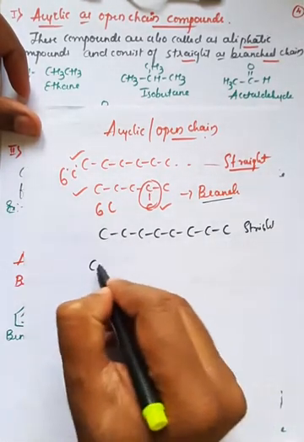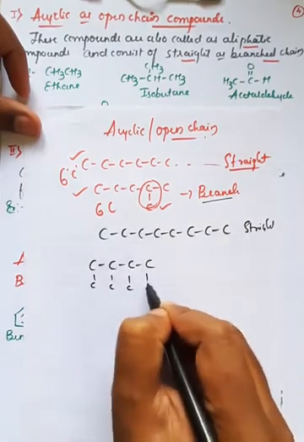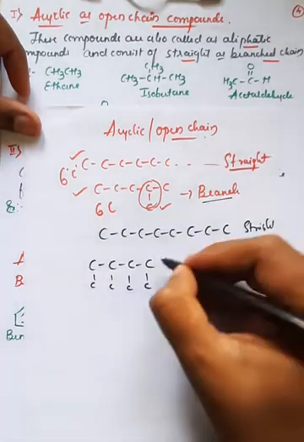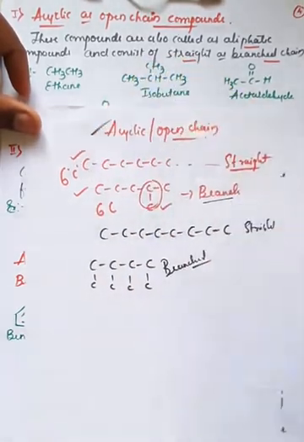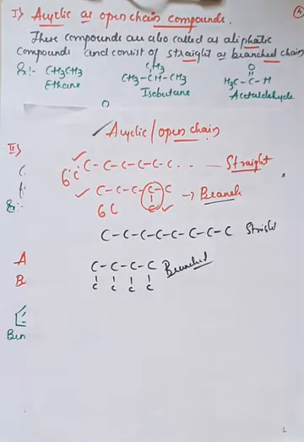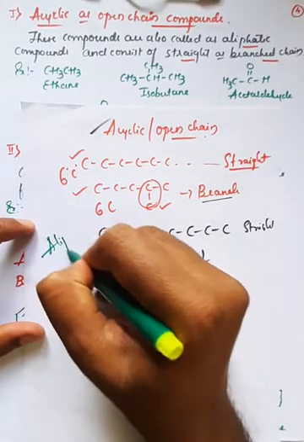It may also be in the form of carbon bonded with carbon like this, and further it is bonded with another, like this, right? So this may be in the form of a branched chain also. Therefore, acyclic or open chain compounds are also called aliphatic compounds. So another important name for the open chain compound is aliphatic compound.